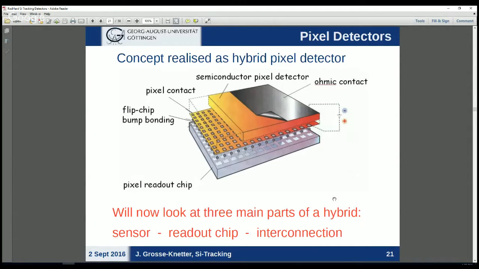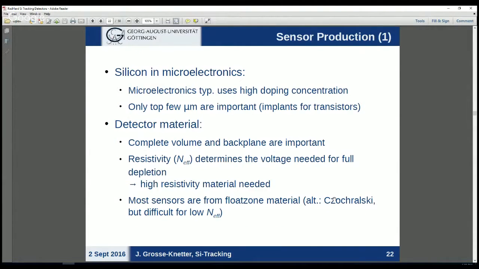Now I will tell you how we make and design these two parts, the sensor side and the readout side, or readout electronics chip if you want, and how we connect those two parts in order to make it work. So let me start with the sensor. That's what we've been talking about already.